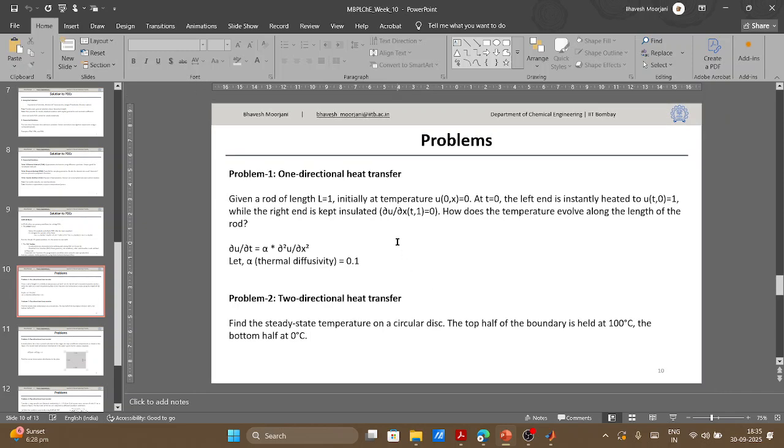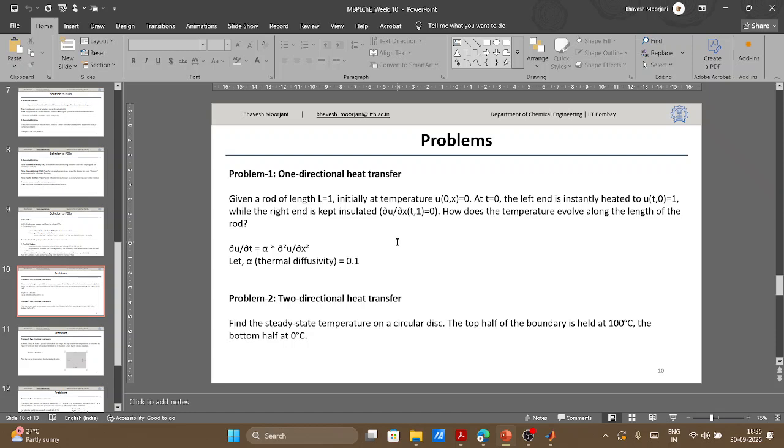So first we have a one direction heat transfer problem, where you have been given a rod of length L equal to 1, which is initially kept at temperature 0. At t equal to 0, the left end is instantly heated up to a U value of 1, while the right end is kept insulated, so that the temperature change on the right hand side is 0. So how does the temperature evolve along the length of your rod?